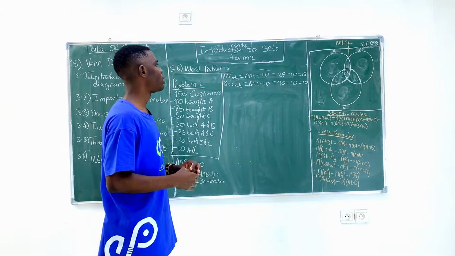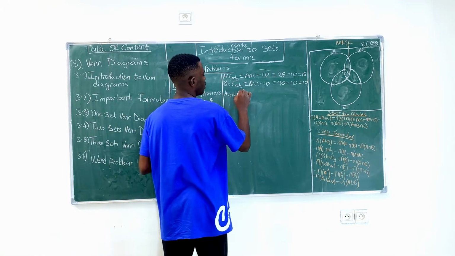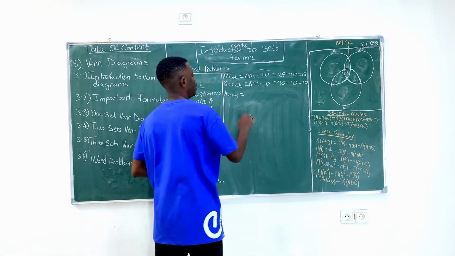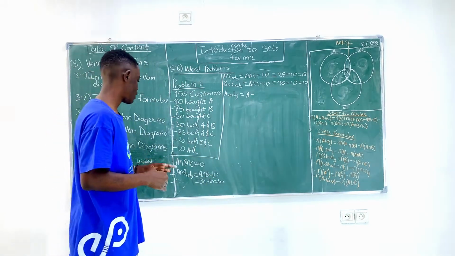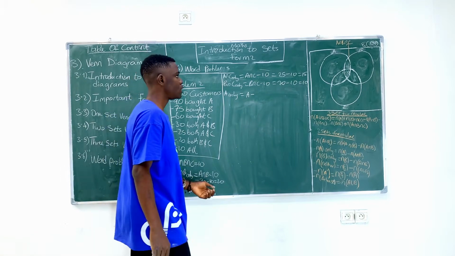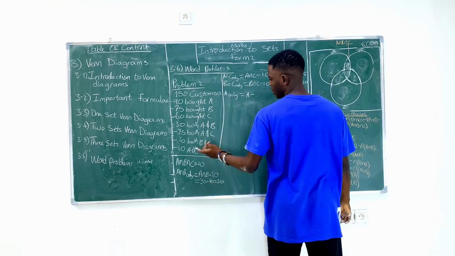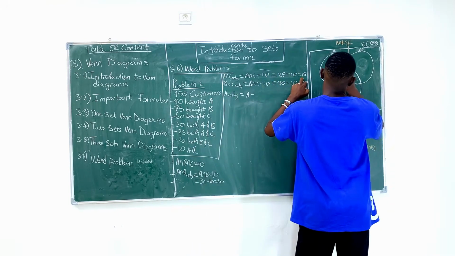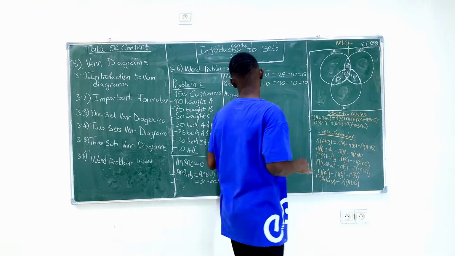Now we have found out the boundaries. Now we will find A only. What is A only? A only is the value of A, minus all of the insides. Let's fill the gaps. So we have here 10, we have here A and B only is 20. We have here A and C only is 15. And then B and C only is 10.